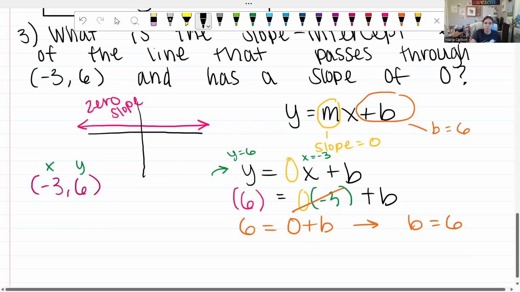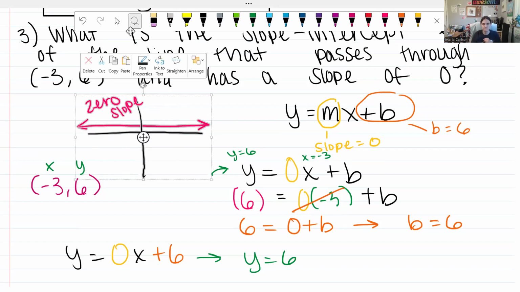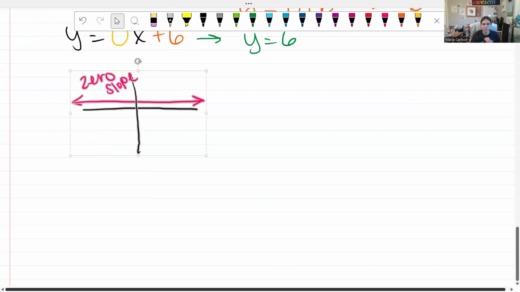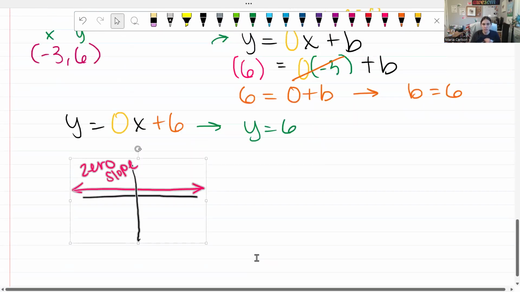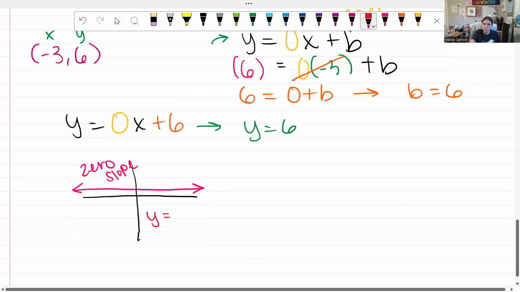So our equation is y is equal to 0x plus 6. Now 0 again times anything is just 0. So this really is the same thing as y is equal to 6. So whenever you have an equation with a 0 slope, it is really going to be just y is equal to whatever number.